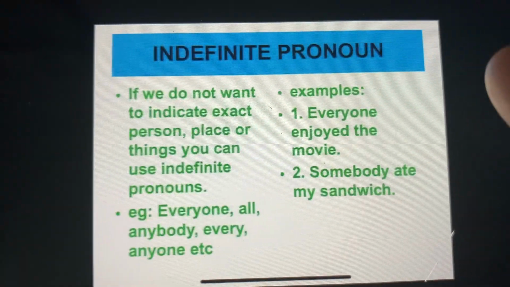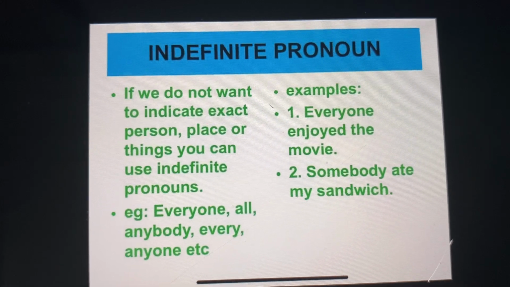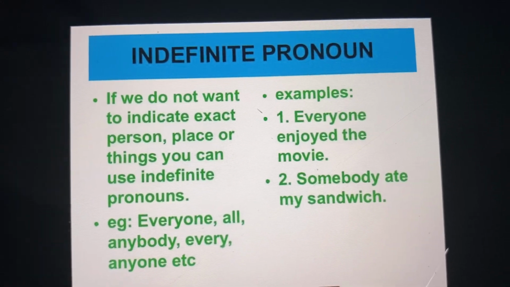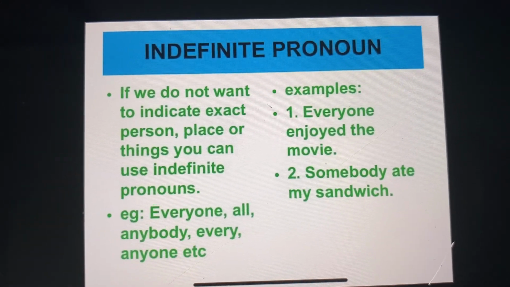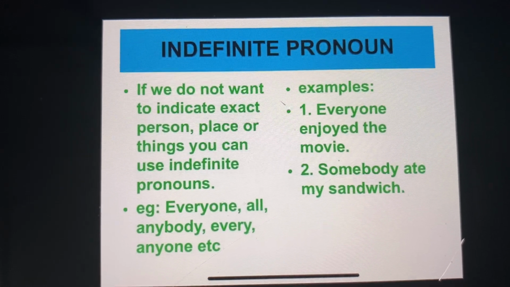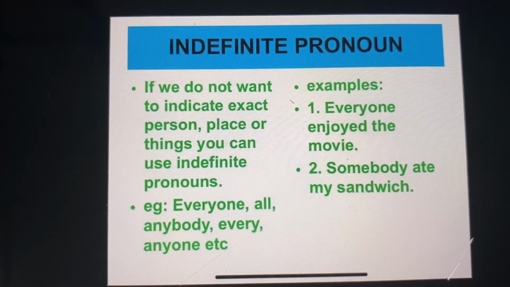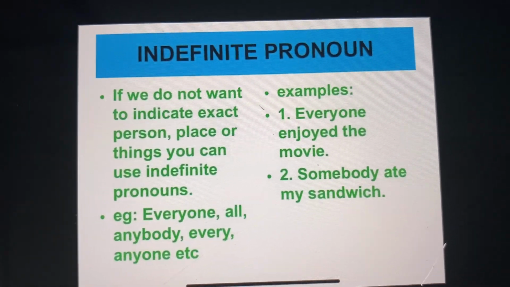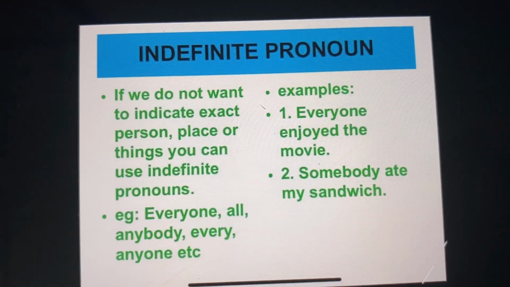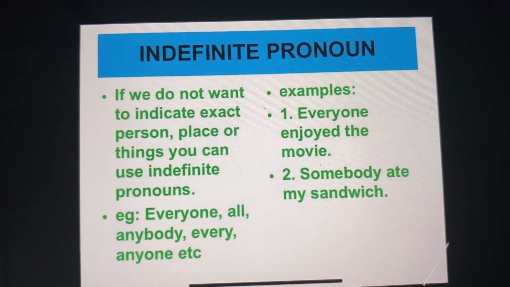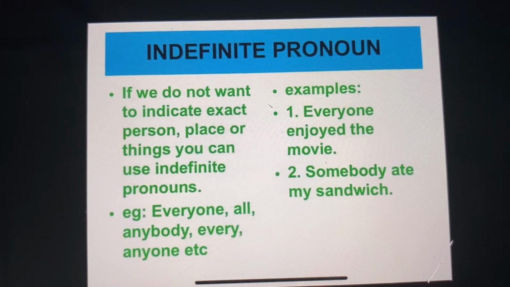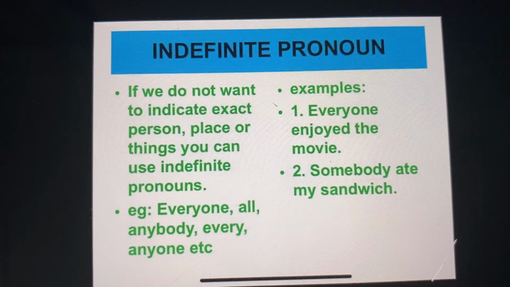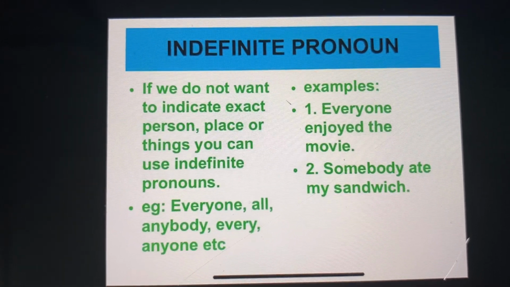Next, we'll move to our next type of pronoun, that is the indefinite pronoun. Now we are talking about indefinite pronouns. If you do not want to indicate an exact person, place or thing, you can use an indefinite pronoun. So here we are not taking any specific person's name. We can use words like everyone, everybody, anyone, all, that indicate something.